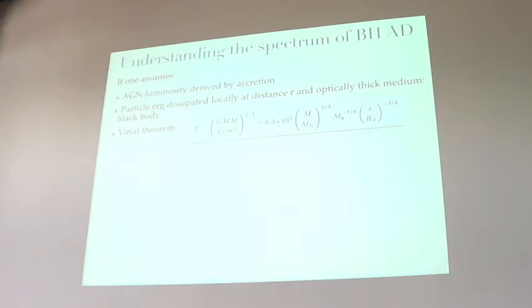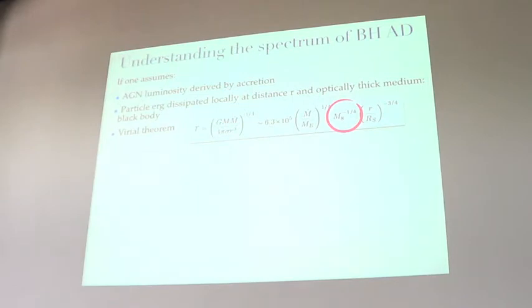I'm not going to talk about the shape rationalities because I don't want to get King upset, but this is what's actually happening. If you assume AGN luminosity, which is derived by accretion, and the particle energy is dissipated locally at a certain distance r, in an optically thick medium, which is a black body, Virial theorem, then you get this. So the temperature depends on the accretion onto the supermassive black hole, the black hole mass, and the distance as well. However, the most important parameter in this equation is the black hole mass.